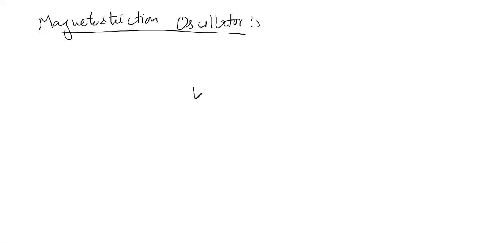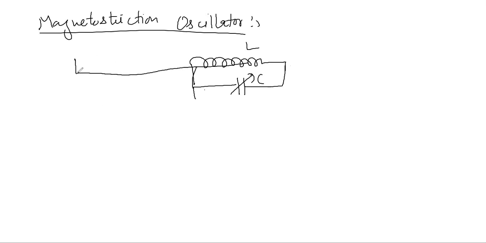So what I can do is that I can have a variable capacitor, and parallel to it, I can have a coil, which is basically your inductor here. Now, what I can do is that I can clamp a ferromagnetic rod in such a way that this coil is basically wound around this ferromagnetic rod. Now, if we stop right now, this is your LC circuit, but this is again not an ideal LC circuit. There will be losses, there will be dissipation of energy.